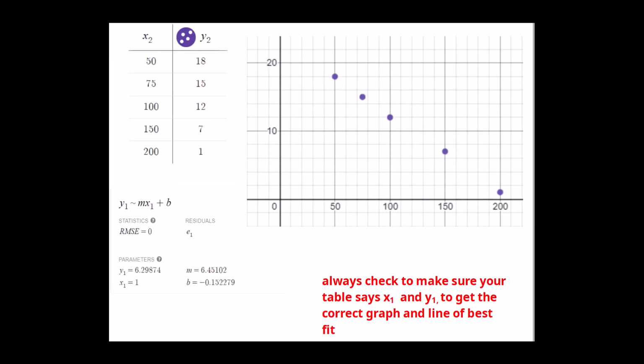We did this earlier. Now, one thing to mention, this table can come up with x sub 2, y sub 2. So always check to make sure your table says x sub 1 and y sub 1 so that you get the correct graph and line of best fit. Click on E sub 1 to graph your residuals. Okay, here's your slope and here's your intercept.